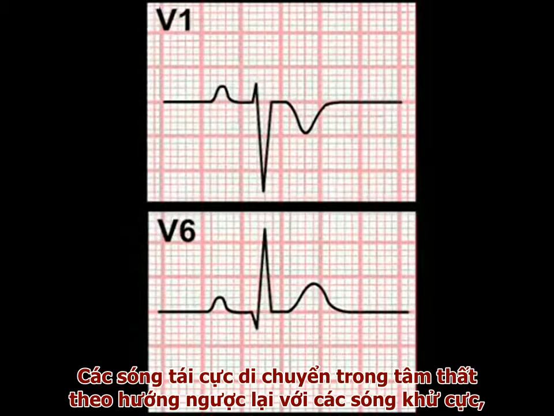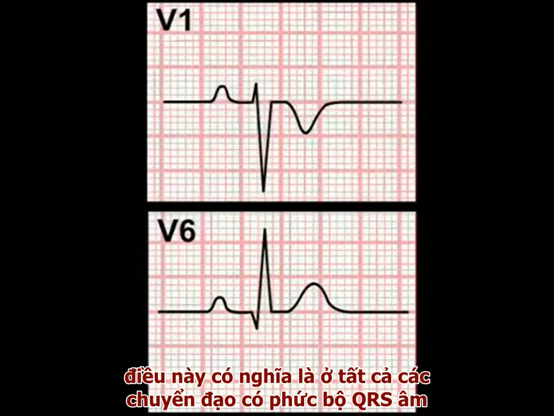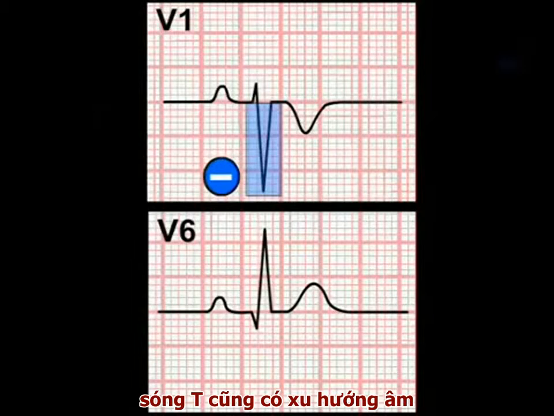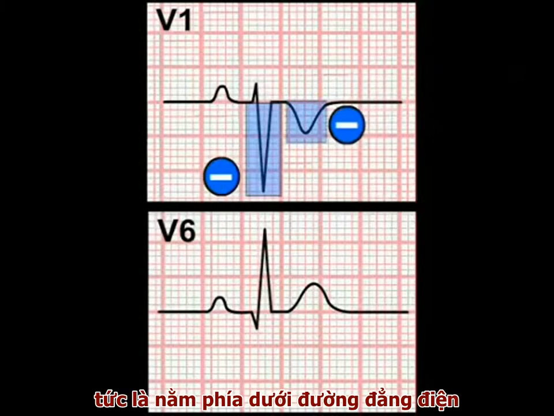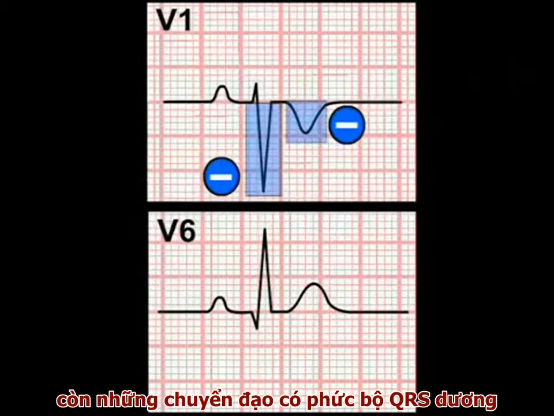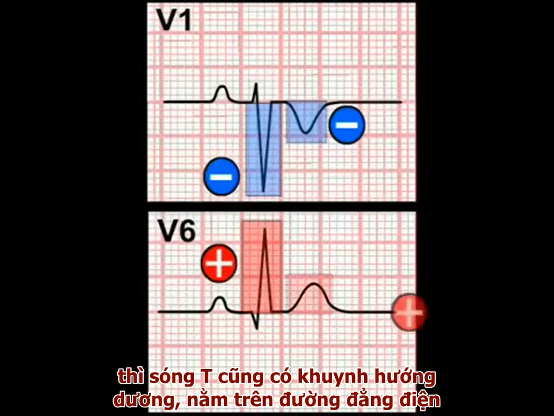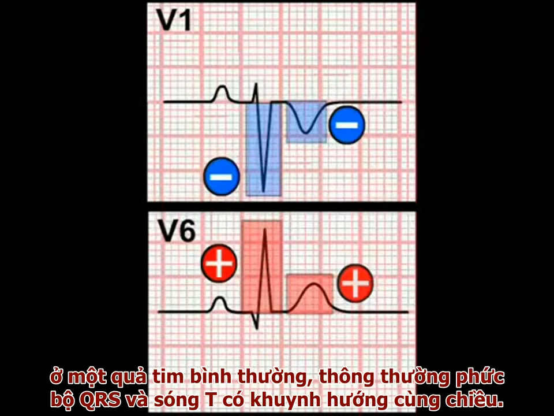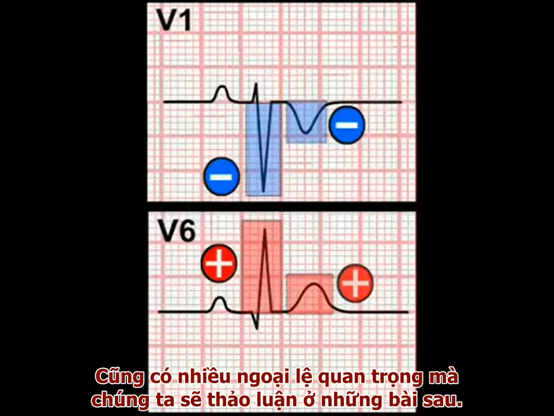You should also realize at this point that the fact that repolarizing current moves through the ventricles in the opposite direction to the depolarization wave means that in leads with an overall negative QRS complex, that is, the negative deflection is larger than the positive deflection, the T wave also tends to be negative, lying below the isoelectric line. While in leads with an overall positive QRS complex, the T waves are also positive, lying above the isoelectric line. To use the jargon, in non-diseased hearts, the QRS complexes and T waves tend to be concordant. There are important exceptions to this rule which we will deal with shortly.